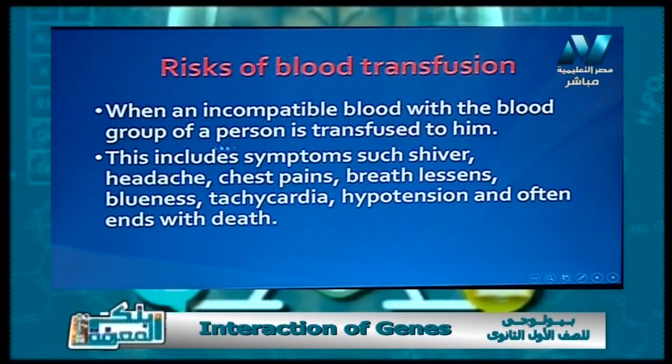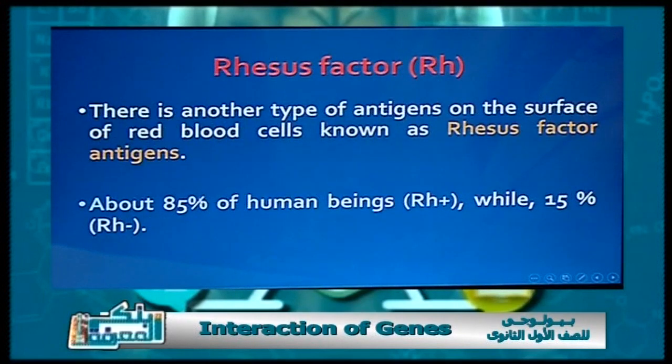The risks of blood transfusion. When an incompatible blood group is transfused, so if we make a transfusion between two different blood groups, the person transfused suffers symptoms such as shivering, headache, chest pain, breathlessness, and many other complications that finally lead to death. So it must be of the same blood group.